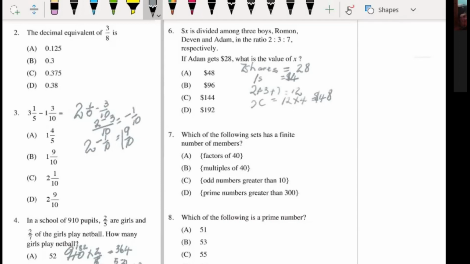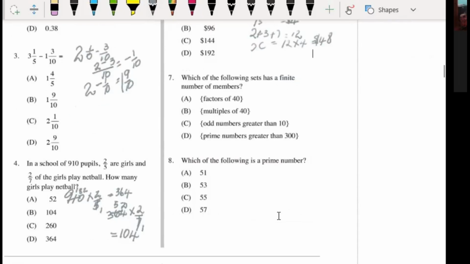Okay, moving on. Which of the following sets has a finite number of members? And what does that mean? That the number of elements can be counted.